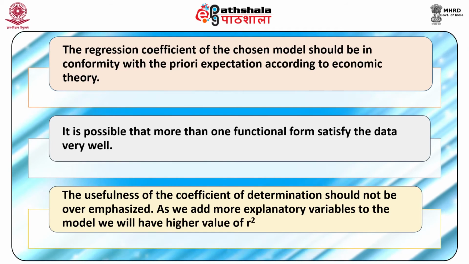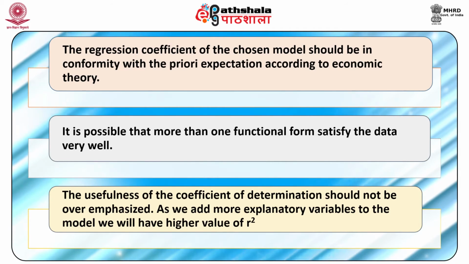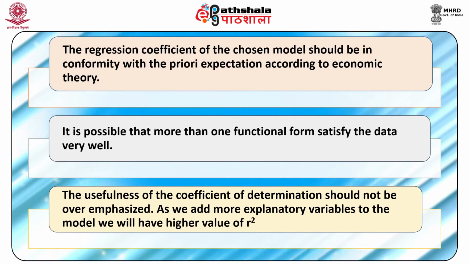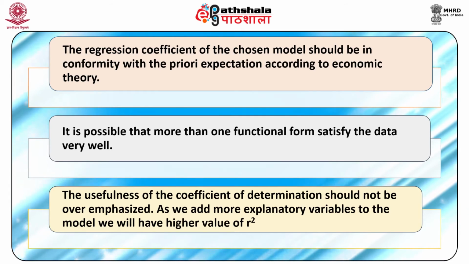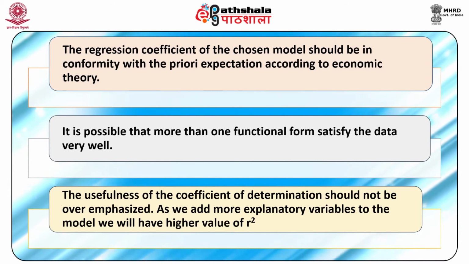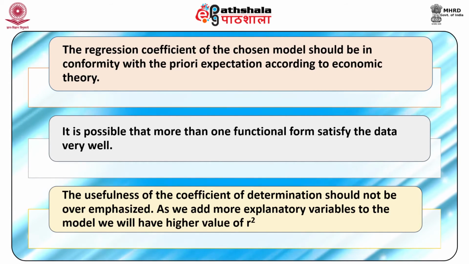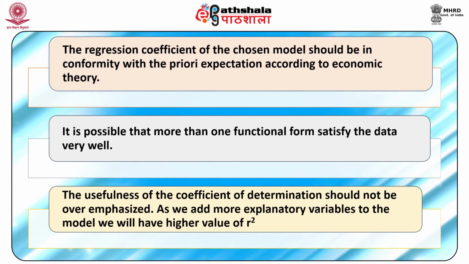It is also possible that more than one functional form satisfies the data very well. For instance, we can fit both linear and reciprocal models to the modern version of the Phillips curve. Therefore, the coefficient of determination may be used, but it should not be overemphasized. As we add more explanatory variables to the model, we will have higher values of R square. What actually is important is the correct sign of the regression coefficient, which should conform to economic theory, and its statistical significance.